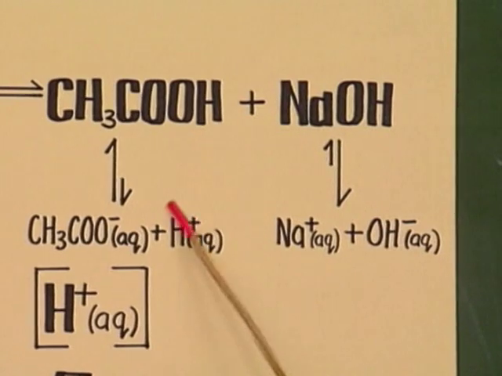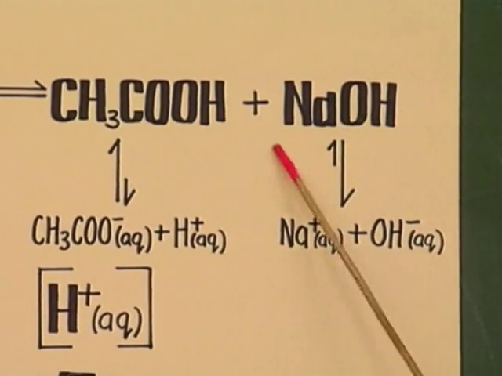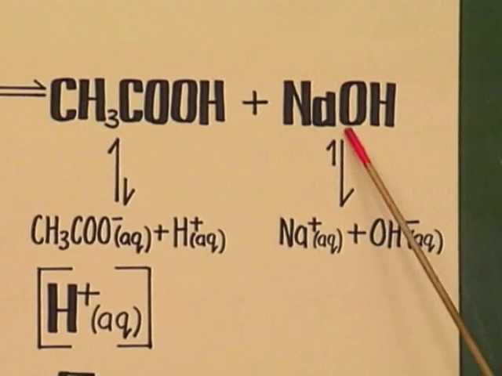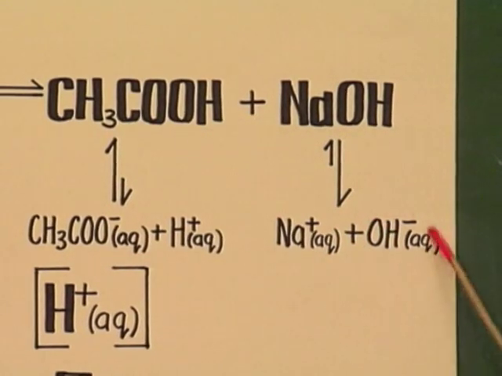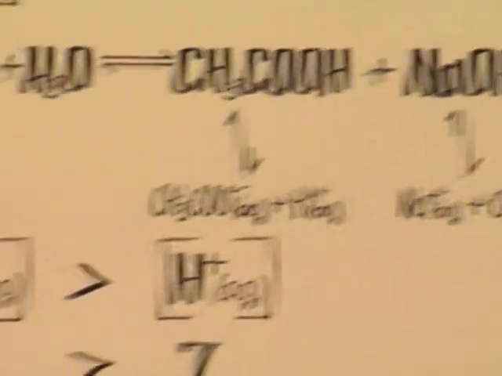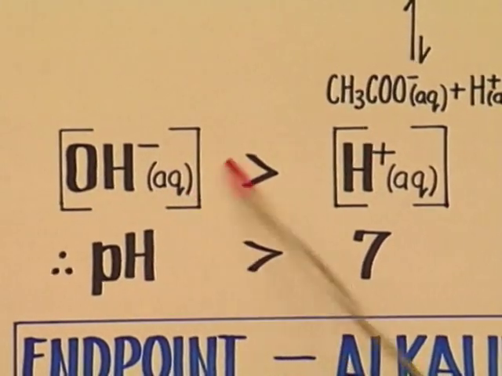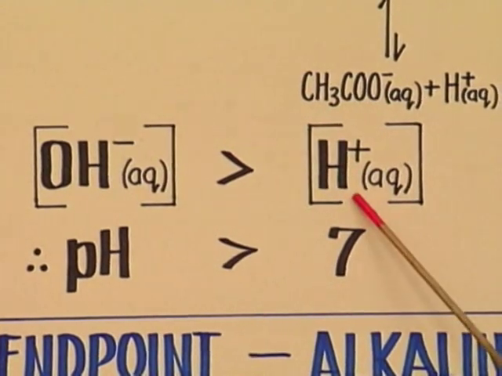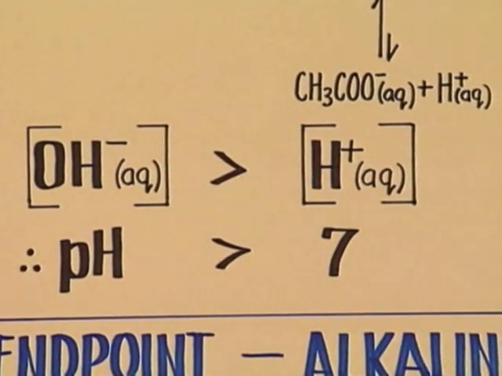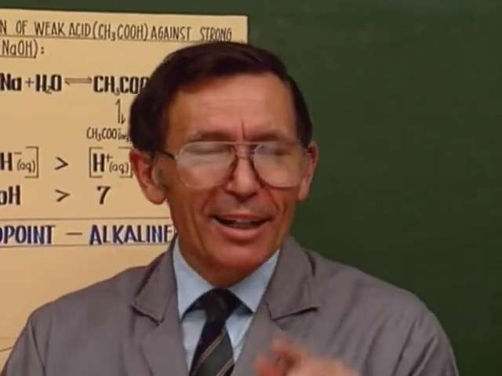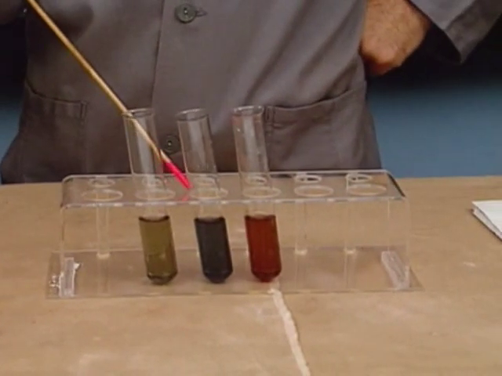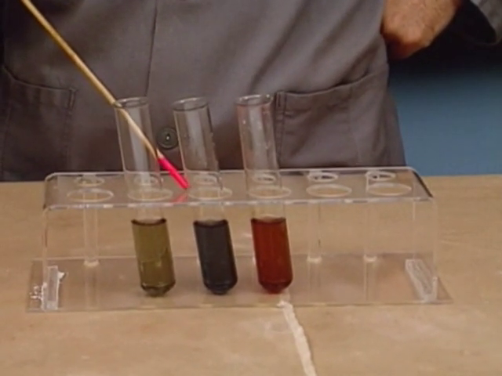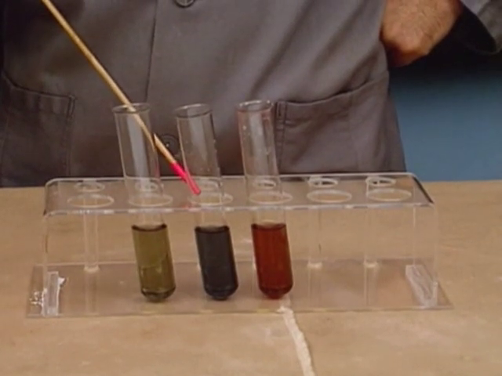which means the hydrogen ion concentration will be low at equilibrium. But caustic soda is a strong alkali, which is virtually completely dissociated into ions. So the equilibrium lies far to the right, and we have a high concentration of hydroxide ions at equilibrium. This means the hydroxide ion concentration will be greater than the hydrogen ion concentration in this case, and the pH will be greater than 7. So the salt of a weak acid and a strong alkali will undergo hydrolysis, and the solution will be alkaline at the end point. Here I've added some sodium acetate to water and also added some universal indicator, and the blue color indicates that the pH is above 7.